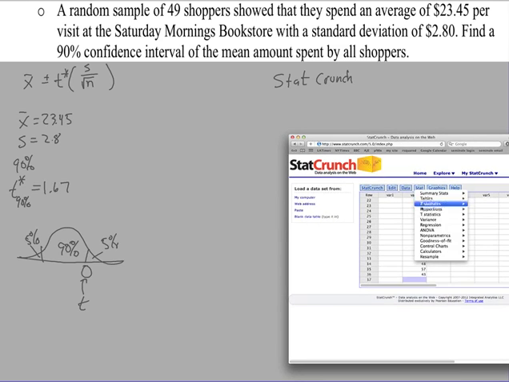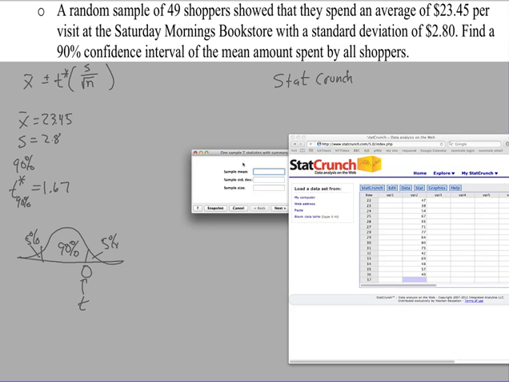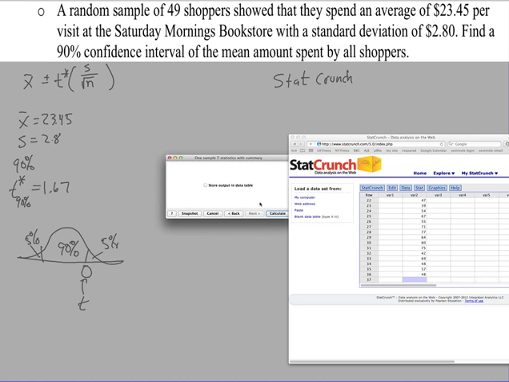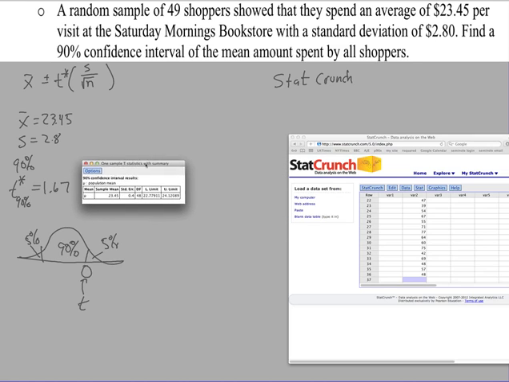It's a T statistic, one sample, and they gave me a summary. The sample mean was 23.45. The sample standard deviation is $2.80. The sample size was 49. They need that. Let's go next. Confidence interval, I think they said 90. Next. And calculate.